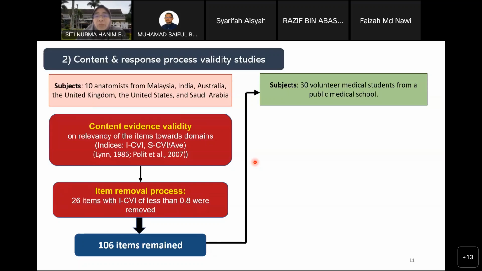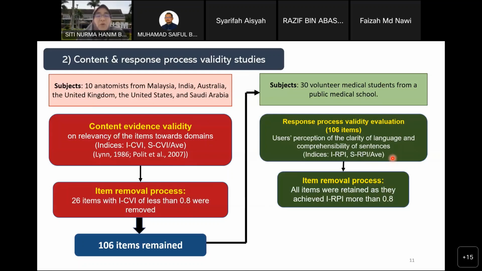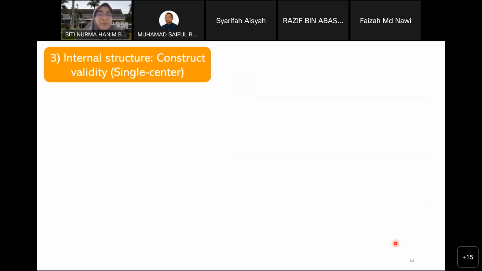It was distributed to 30 volunteer medical students from a public medical school. These students rated their perceptions on the clarity of language and comprehensibility of the sentences, and we used their responses to calculate the response process validity indices. Again, we adopted the Pollitt et al. equation. Fortunately, no items were removed because all items achieved an item response process index of more than 0.8. So all items were accepted, and we proceeded with the internal structure, which is stage 3.